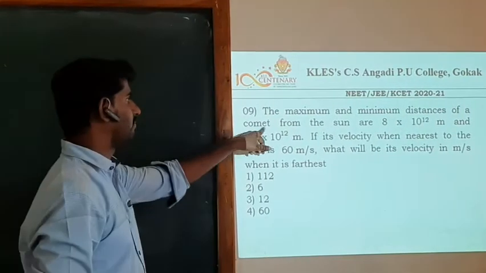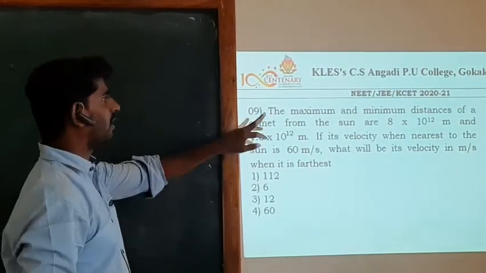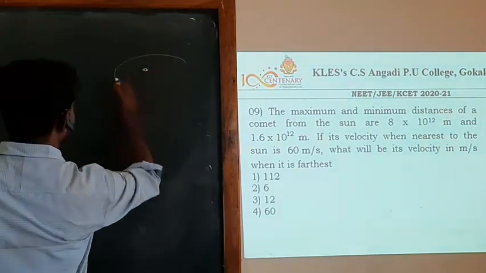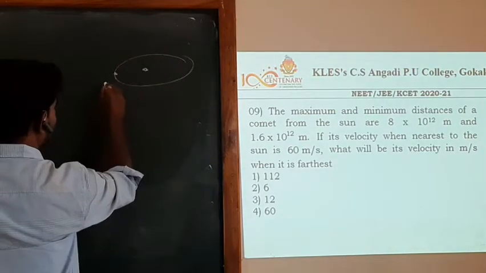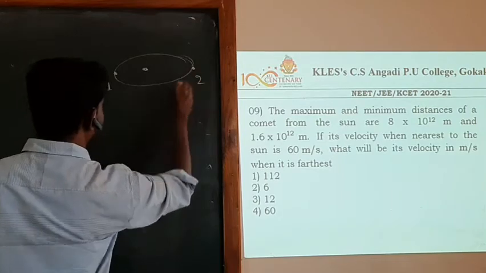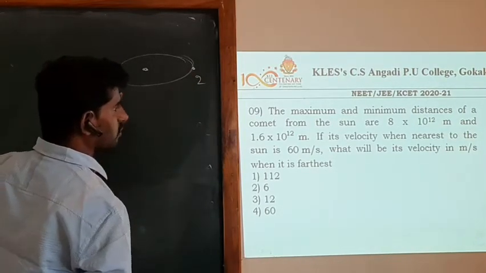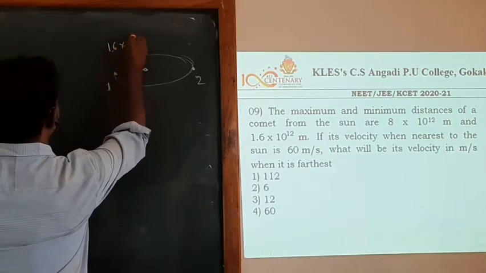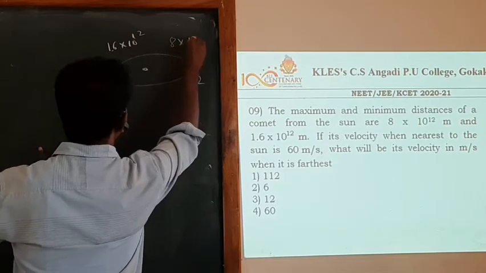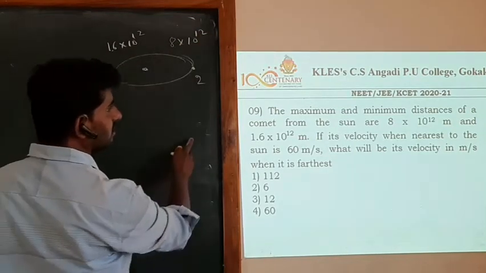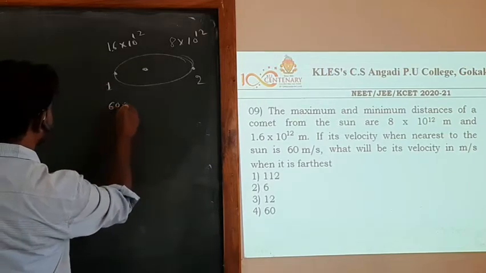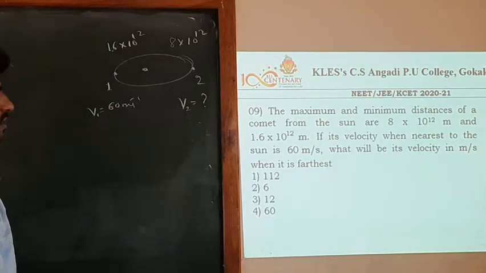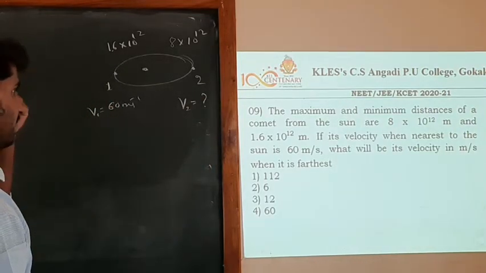Okay, so comet. It is revolving around the sun like this. So this is the sun, and it is revolving like this. This is the closest distance, I call this the first position, and this is the largest distance, I call this the second position. The closest distance is 1.6 into 10 to the power 12, and the largest distance is 8 into 10 to the power 12. And the velocity at the nearest position is 60 meter per second. I call this v1. So v2 is equal to question mark. Okay, how to solve this one?